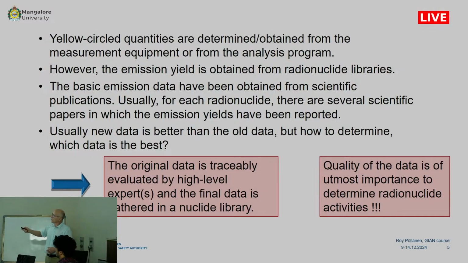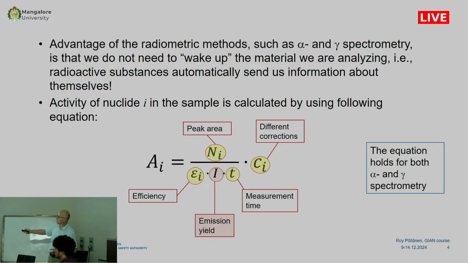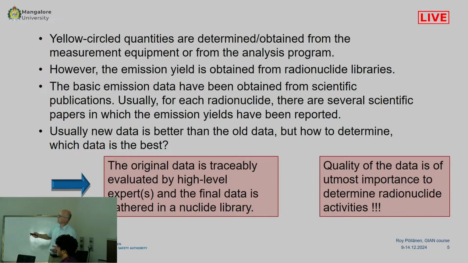All right. So these yellow circle quantities are determined or obtained from the measurement equipment or from the analysis program. But this one is from the data obtained from radionuclide libraries. But there are a lot of different libraries. So, which one should be used in the analysis? It's a very important question because not all libraries are good libraries.